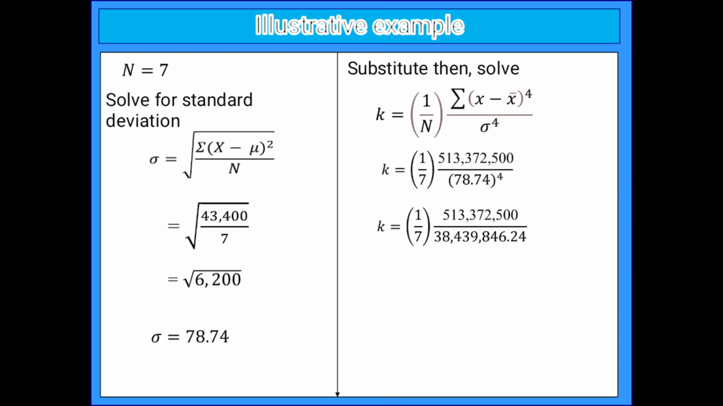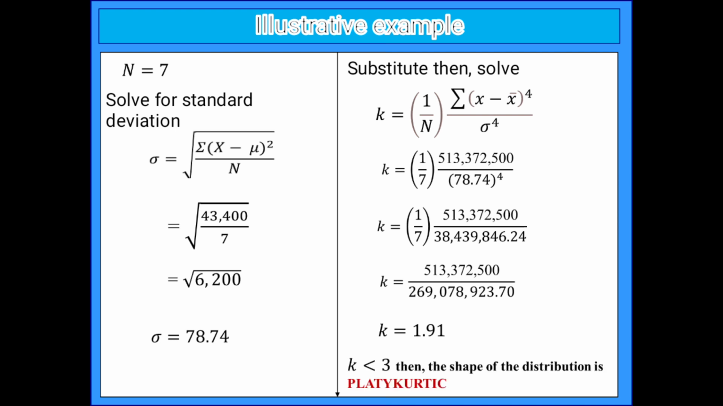And so we're going to multiply this denominator by 7, and we get this equation: kurtosis is equal to 513,372,500 divided by 269,078,923.70. When we divide this, we get 1.91 as our kurtosis. And from our interpretation, when you get a value of k that is less than 3, it means that the shape of our distribution is platykurtic. So that's how easy it is.